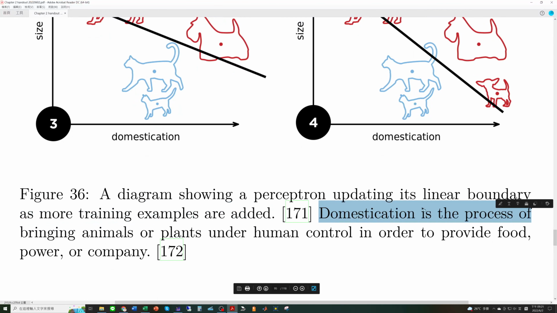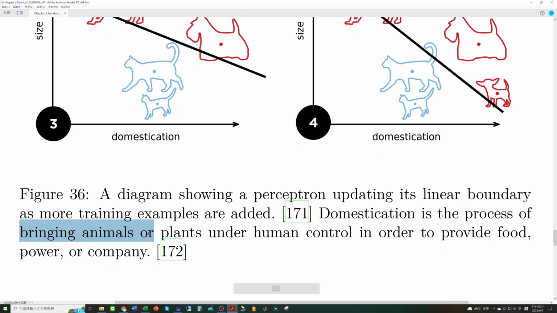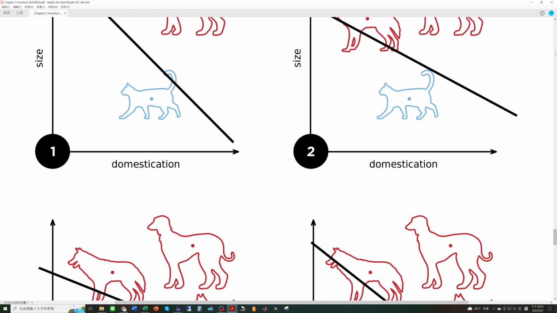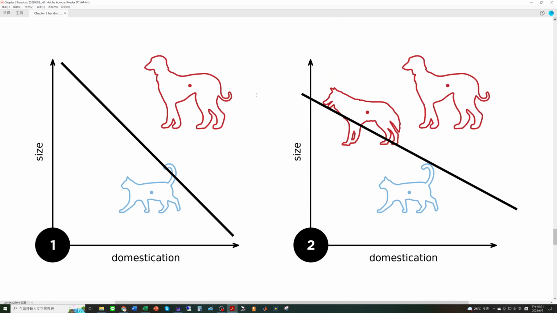Domestication is the process of bringing animals or plants under human control in order to provide food, power, or company. And the y-axis is the size. In the beginning we have a sample. You can see that it is a dog, and it is a cat, and this is the boundary to separate cat and dog.